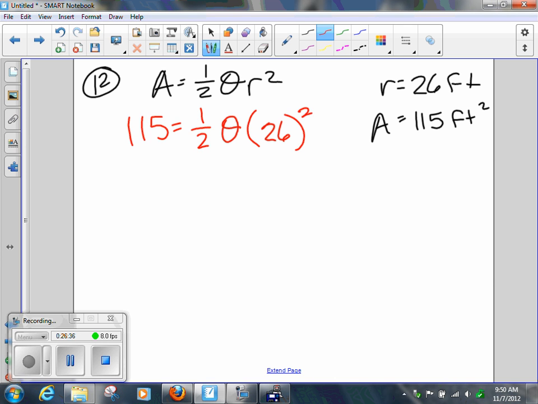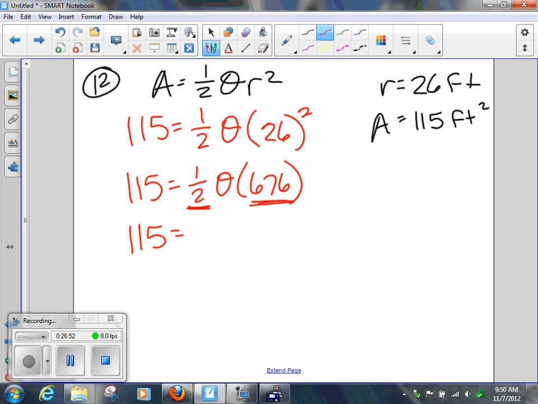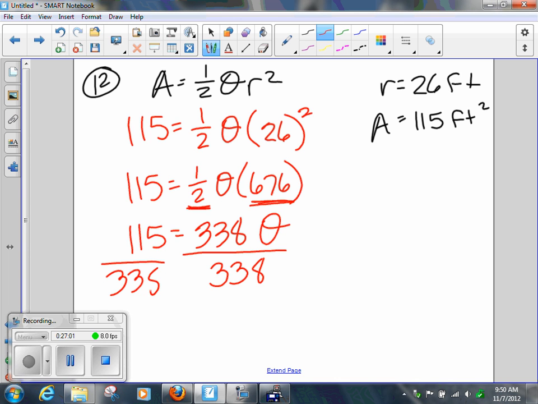All right. It's just solving an equation. 26 squared is 676. What's half of 676? 338. Divide both sides by 338. And you get theta is equal to 0.34.